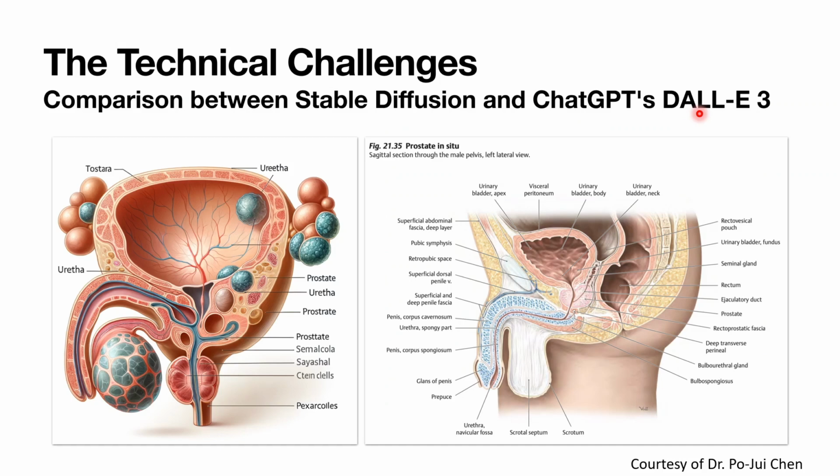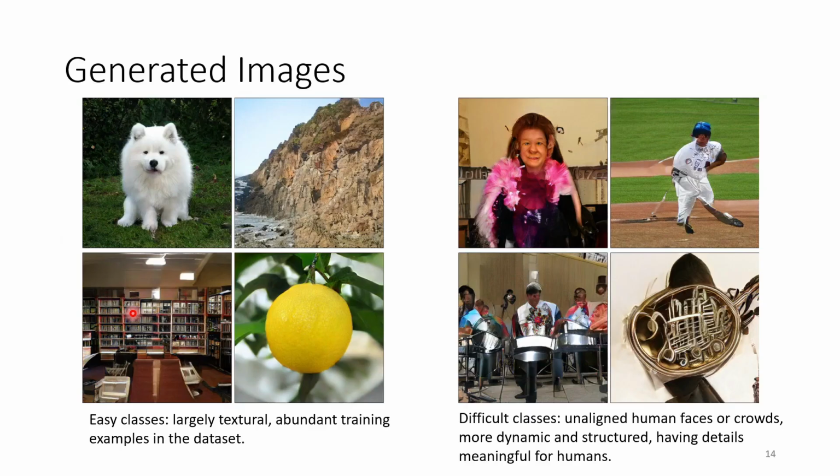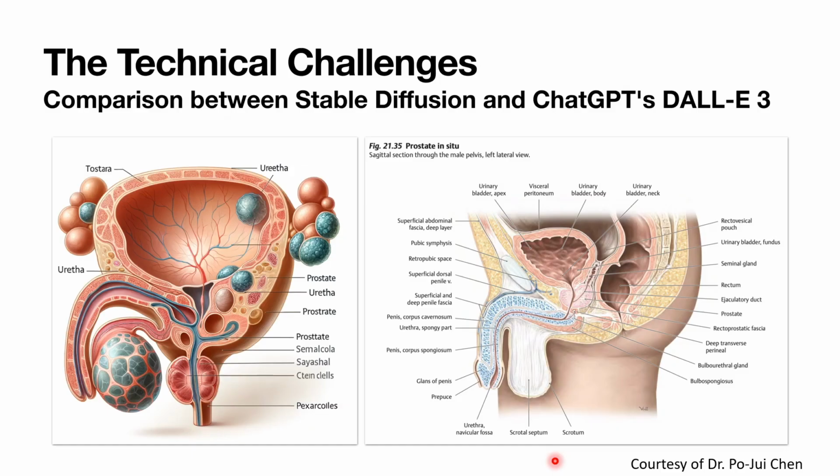So in your homework 4, Dr. Chen Bo-Rui shows this is the correct image, and this is the image generated by ChatGPT. For us, we easily see something wrong. Why? Is there some meaningful detail for humans? Yes. Those English words have special meaning for doctors, so they easily spot something wrong.